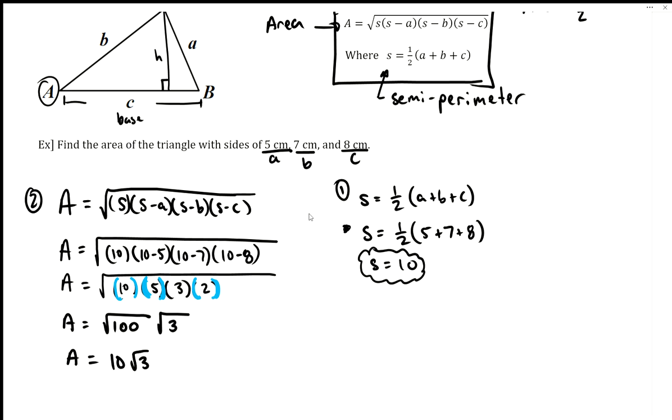And then the units were centimeters for the sides, which means the area is centimeters squared. And that's it. Okay, so Heron's formula, it's pretty minor.